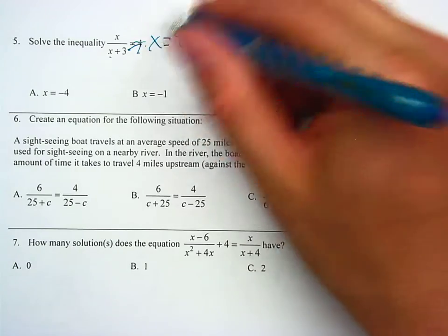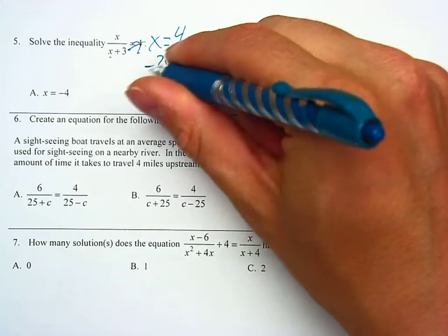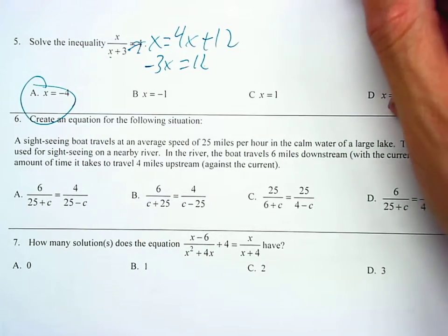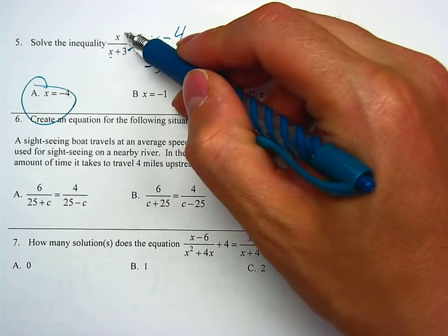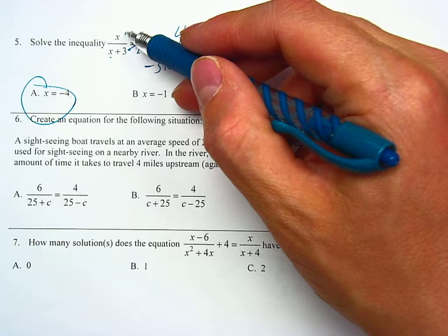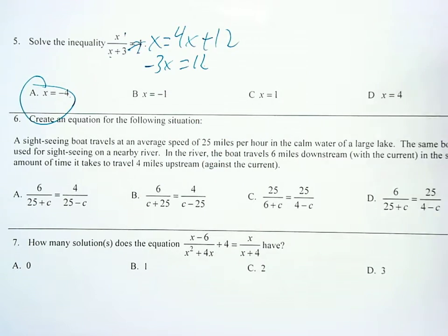Taking 4x from x yields negative 3x, and dividing negative 3 into 12 yields negative 4. You can verify your work very easily. Put x in: negative 4 divided by negative 4 plus 3, which is negative 1. So negative 4 divided by negative 1 is positive 4, in fact.